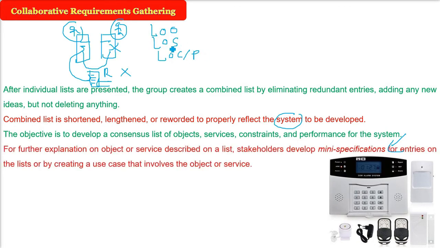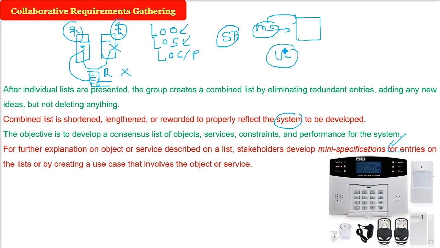But sometimes some of the objects, some of the services, some of the performance requirements may need more explanation. For that, the stakeholder will be asked to develop a mini specification for that entry, which needs to be discussed more. For example, he can do it by making a use case of that object or service that needs more explanation. So there will be a mini specification. I'll show you the mini specification also, what needs to be made. So it can be a use case. It is more friendly because it is diagrammatic.